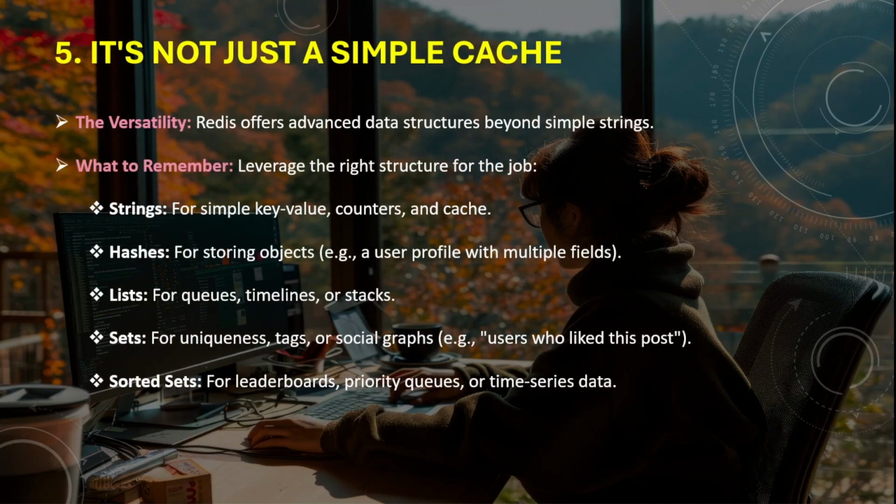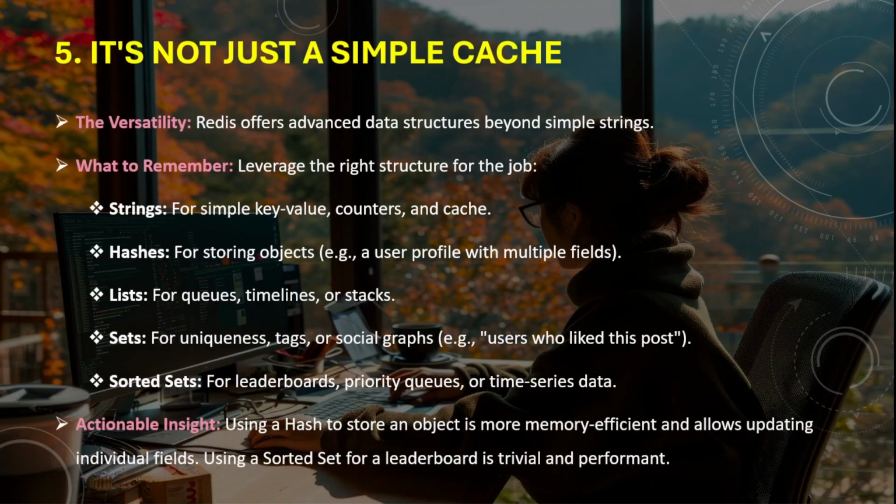Use hashes to store objects, which is more memory efficient than separate strings. Use lists for queues, timelines, or stacks, and use sorted sets for leaderboards. It is a killer feature that makes this trivial. Choose the right data structure for the job. It will make your life easier and your app faster.